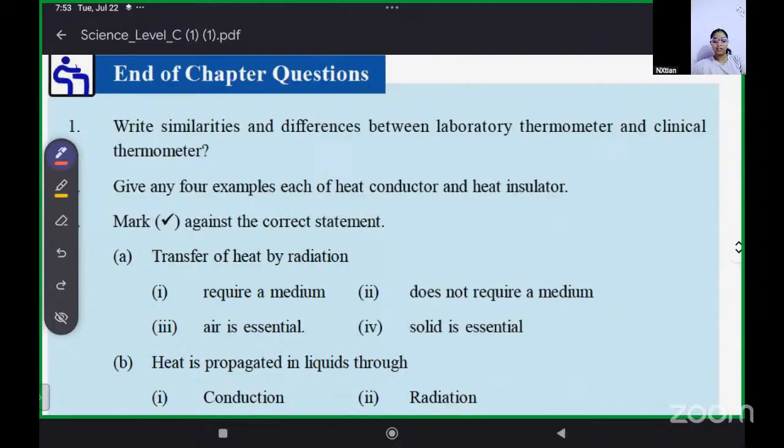I will give you two examples, one of a heat conductor, one of a heat insulator. Iron is a conductor of heat, and a heat insulator example is glass. Plastic, right? Ma'am, I said glass. Glass. You said glass. Okay. Good, Abraham.